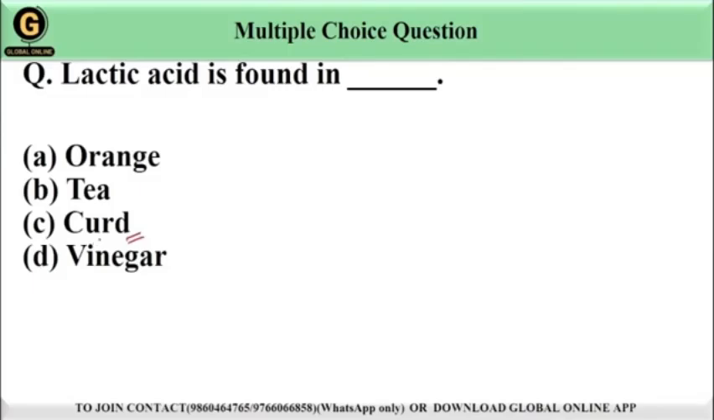It is produced during the fermentation process when bacteria break down lactose, which is a milk sugar, into lactic acid. This gives curd its sour taste. Lactic acid is not present in significant amounts in oranges, tea, or vinegar. So the correct answer among the options is option C, curd.